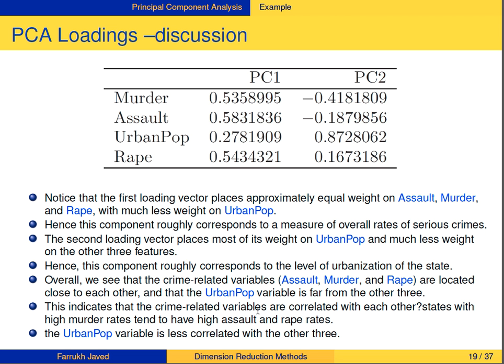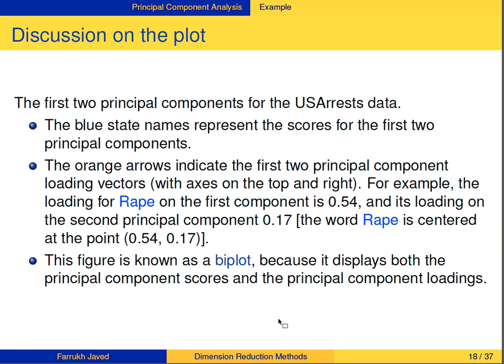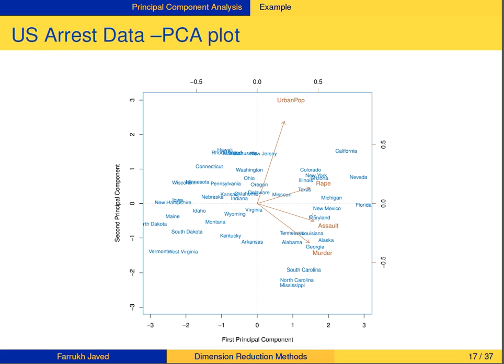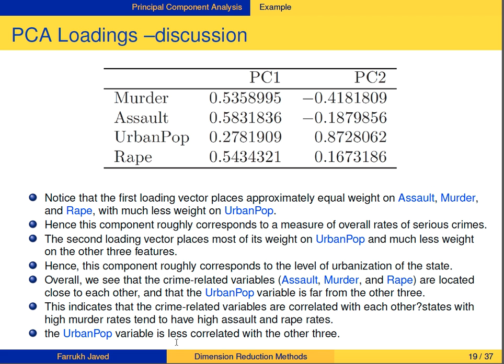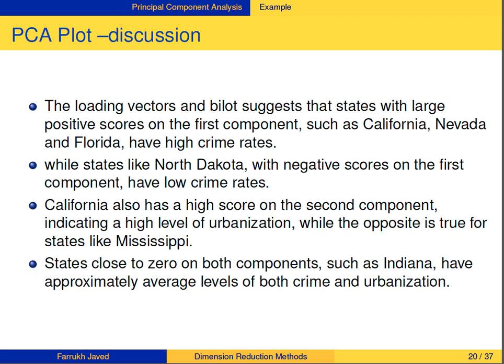It indicates that crime-related variables are correlated with one another, right? States with higher murder rates tend to have high assault and high rape rates, and that's what you see here. Like Maryland has high assault, and Georgia has a high murder rate, in this region in particular, for instance. And then urban population is less correlated with the other three.